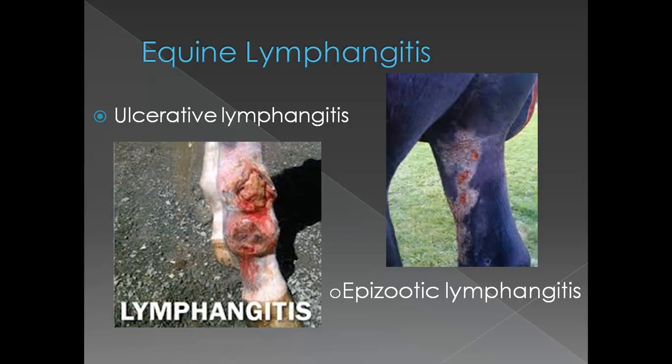There are many different types of lymphangitis, but this presentation will focus on lymphangitis affecting the lower limbs, mostly the hind legs. The two types of lymphangitis that can affect the hind legs are ulcerative lymphangitis and epizootic lymphangitis. These two types, however, are caused by very different microbial organisms, bacteria and fungi.